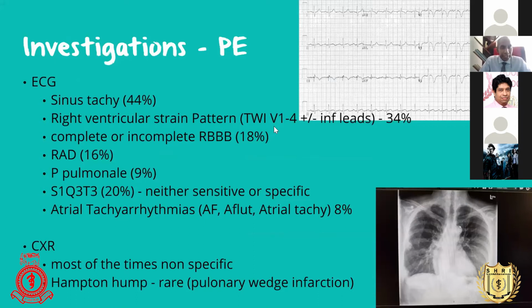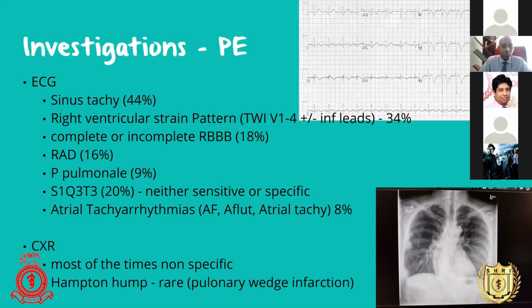Right. So basically, ECG features, most commonly you can have sinus tachycardia, and you can have some right ventricular strain patterns: T-wave inversions in lateral and inferior leads, complete or incomplete right bundle branch block, right axis deviation, P pulmonale. You will not often see this typical textbook S1Q3T3, and in this ECG you can see this S1Q3T3 pattern, but it's not that common. And patients can present with atrial fibrillation, flutters, and tachycardias as well.